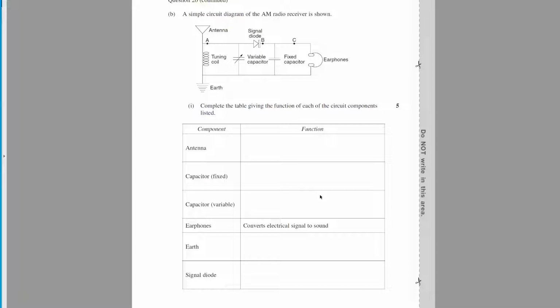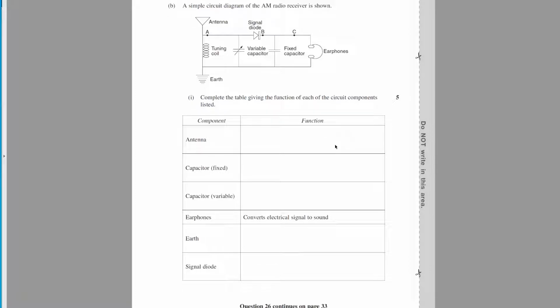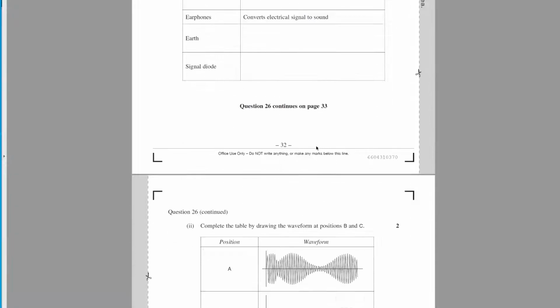Without the Earth, there wouldn't be a flow of current, and we need the negative terminal for the current to flow through in order for the electricity to flow through the circuit. And then the signal diode rectifies the signal, removing half of the received AC signal. Okay, so that will make more sense when we go through it in the next part.